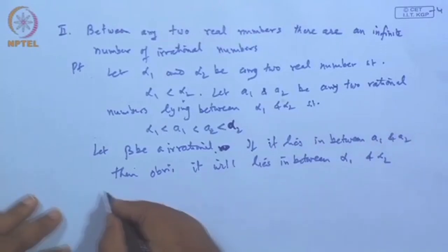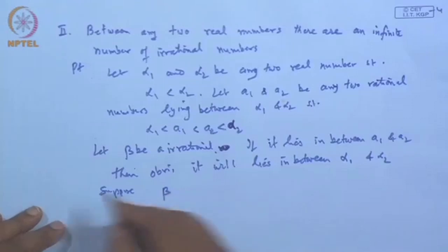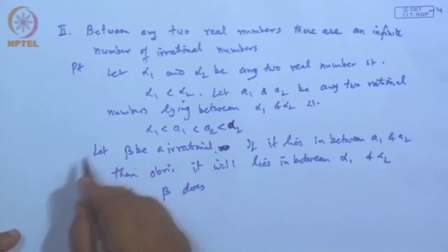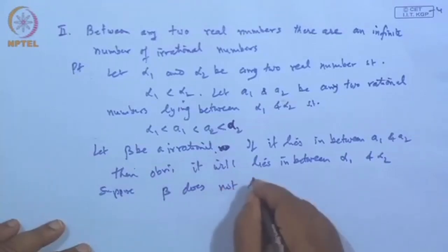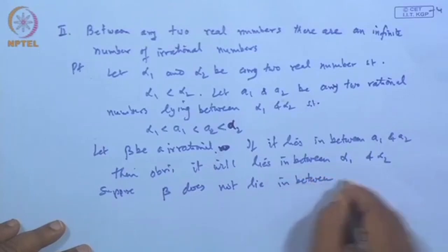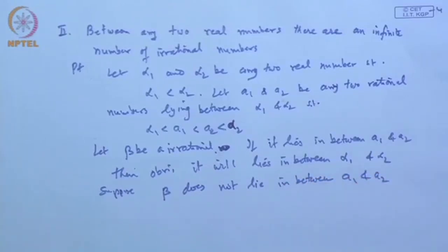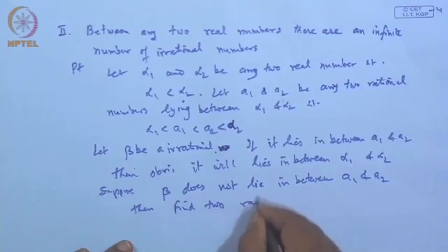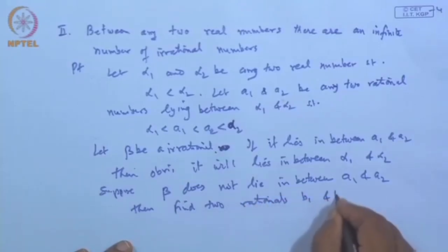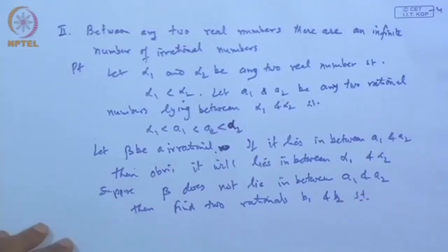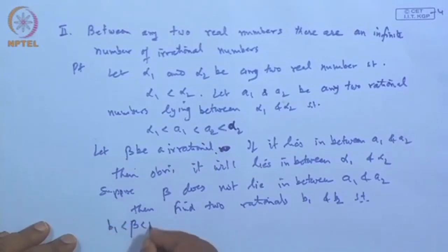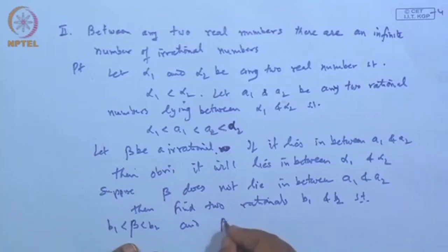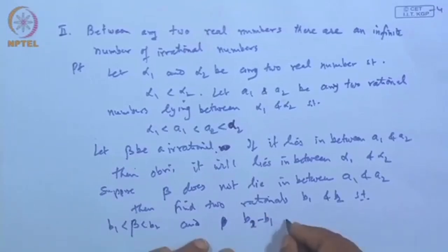Okay. Suppose it is not, suppose beta does not lie in between A1 and A2. Then we can choose two rational numbers B1 and B2 such that beta lies between B1 and B2, and B2 minus B1 is less than A2 minus A1.